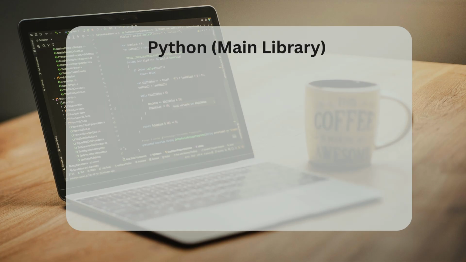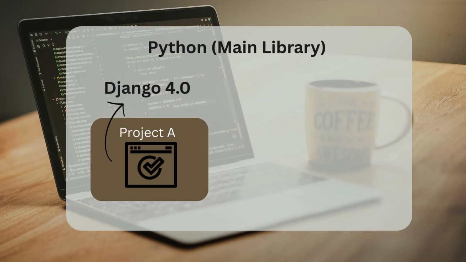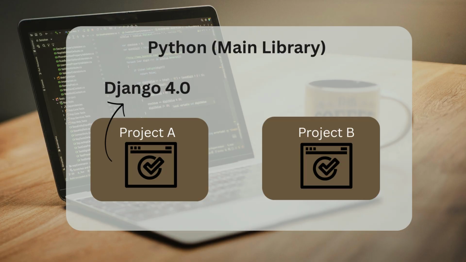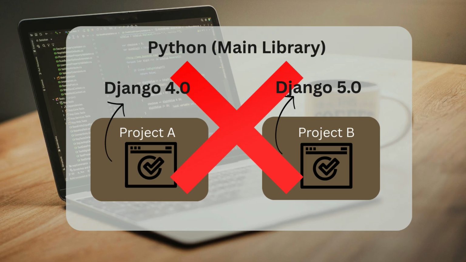Imagine your computer's main Python installation is like a public library. If you install a specific version of a book, let's say Django version 4.0, into that library, everyone has to read that version. But what happens in 6 months when you start a new project that requires the latest Django version 5.0? If you upgrade the library, your old project A might break because it depends on the old version. If you don't upgrade, you can't build project B.